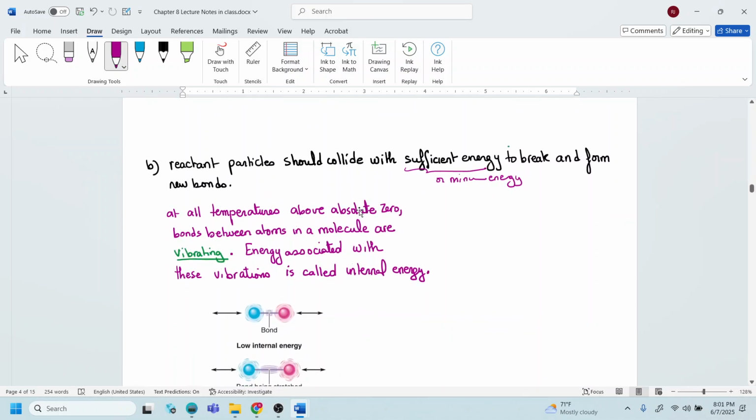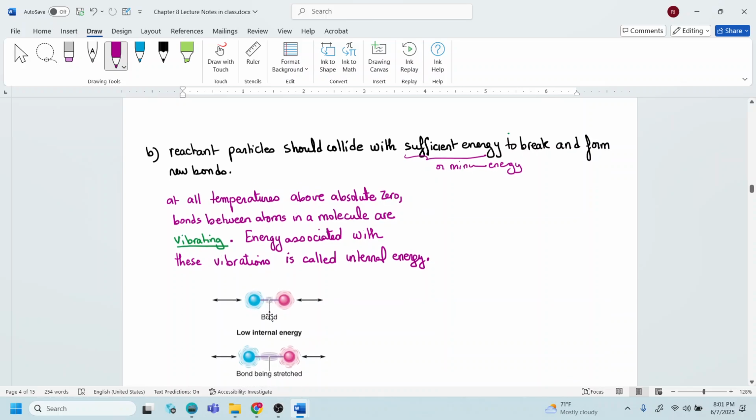We all know that at absolute zero temperature, which cannot be achieved, this is 0 Kelvin, there is no life. The bonds stop vibrating. So anything that we're assuming here is at a temperature above absolute zero, because absolute zero is not achievable. At all temperatures above absolute zero, we expect that bonds are vibrating, okay? So in a molecule, bonds are vibrating.